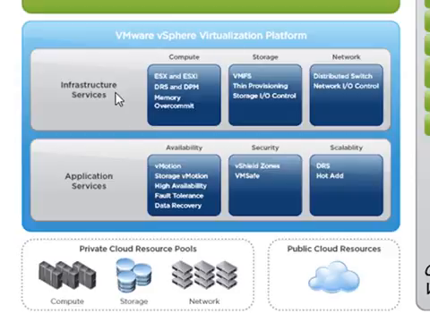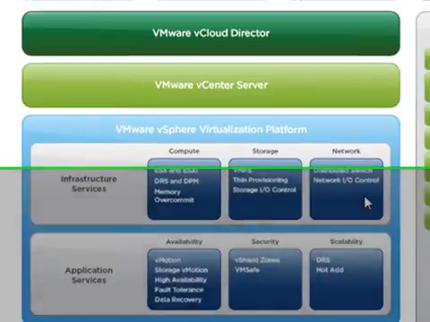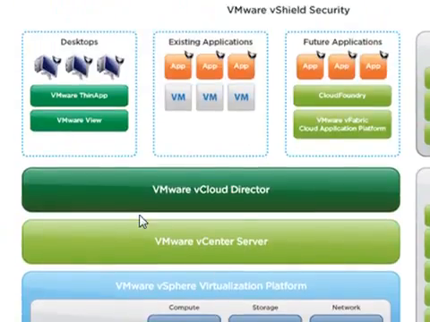Above that, you've got the infrastructure services. In the compute box here, you've got ESXi, which is the hypervisor that you install on the physical server. Then DRS and DPM and memory overcommitment, which is a unique feature of VMware vSphere that allows you to use more memory than what you have thanks to unique memory management capabilities inside the ESXi hypervisor. You've got the VMFS, Thin Provisioning, Storage I/O Control, and then under Network, the Distributed Virtual Switch and Network I/O Control. Above that, the VMware vCenter server is what's managing the VMware vSphere virtual platform.